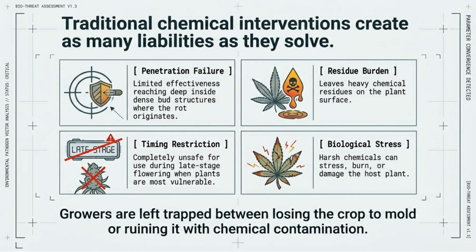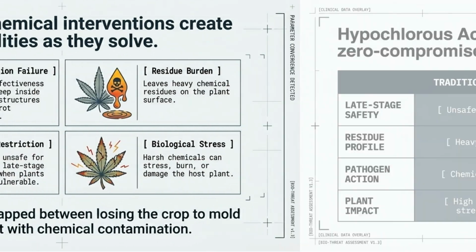Traditional chemical interventions create liabilities. They often fail to penetrate deep, leave heavy residue, are unsafe for late-stage flowering, and cause biological stress. Growers are trapped between losing the crop to mold or ruining it with chemical contamination.